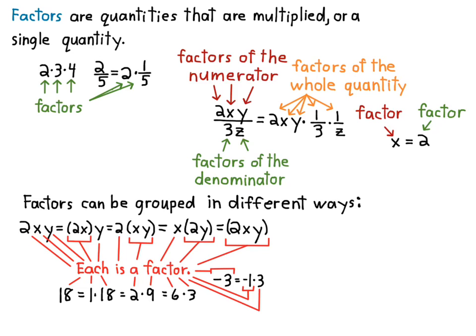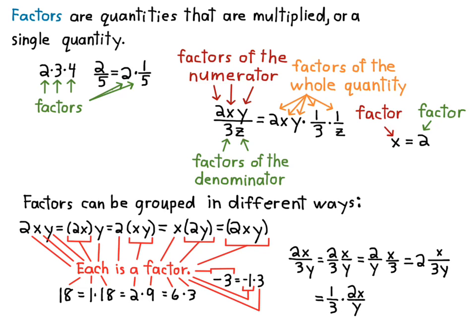Now, negative 3 you can think of as negative 1 times 3, or you could think of it as 1 times negative 3, or just negative 3. Those are the different ways of writing it as factors.